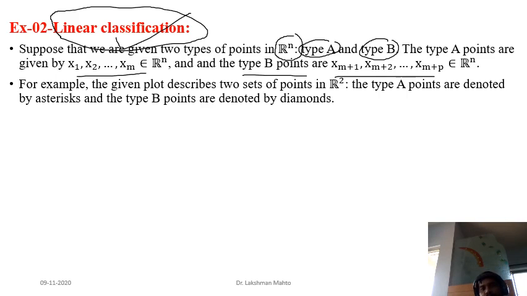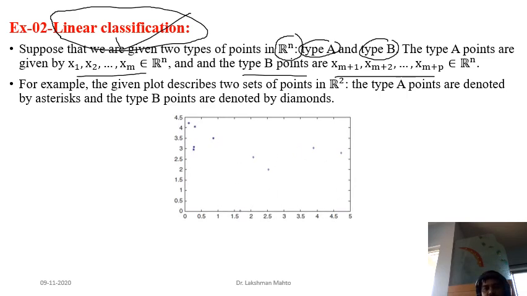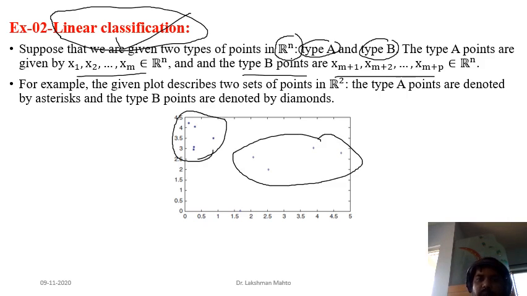For example, suppose we take a few points in R2. Type A points we denote by asterisk, and type B points we denote by diamond in the given graph. So these are type A points, and these are type B points. Our objective is, in terms of optimization, how to separate these two classes of points using a hyperplane.